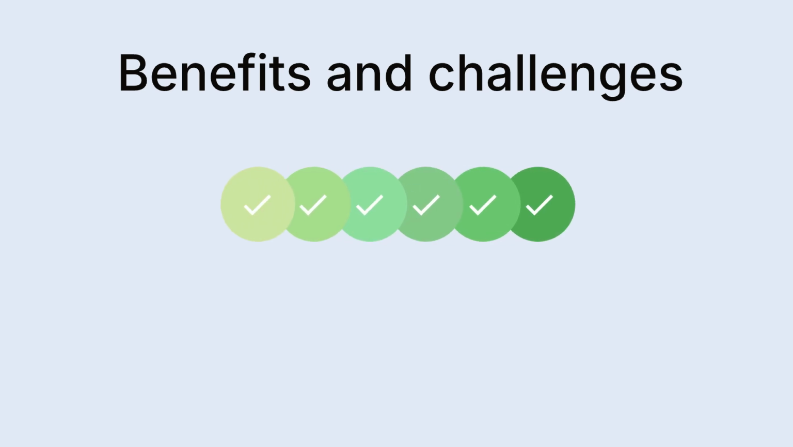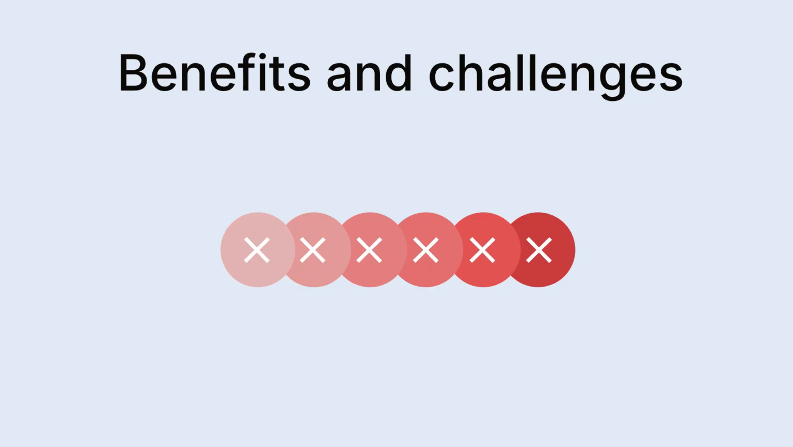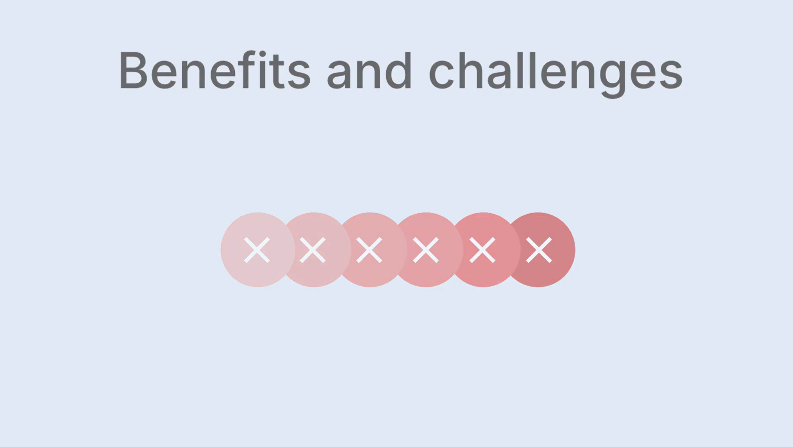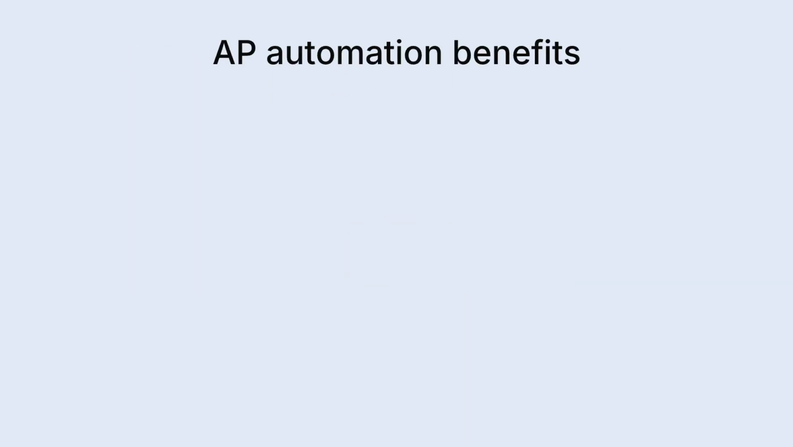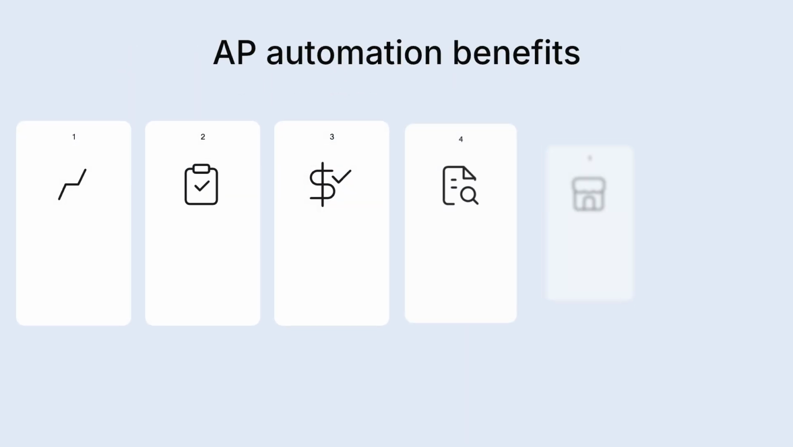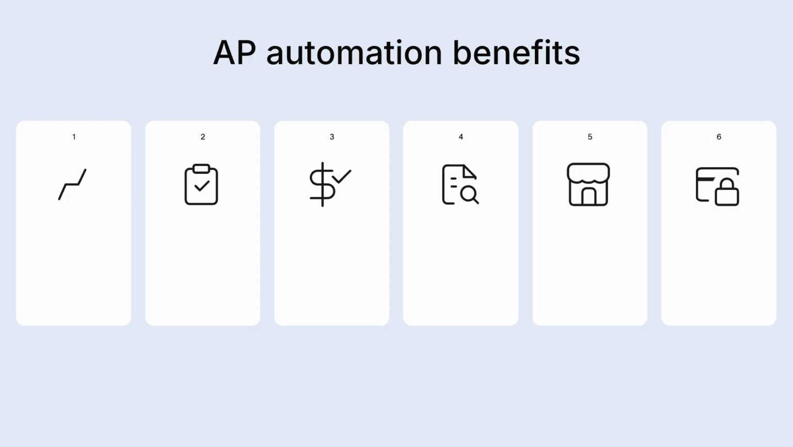While accounts payable automation has a lot of exciting benefits, it's not a magic switch you can flip overnight. It comes with challenges too, and knowing both sides will help you plan a smooth rollout. Let's start with the benefits. The first and most obvious benefit is efficiency. AP automation speeds up the entire process by cutting out repetitive, time consuming steps.